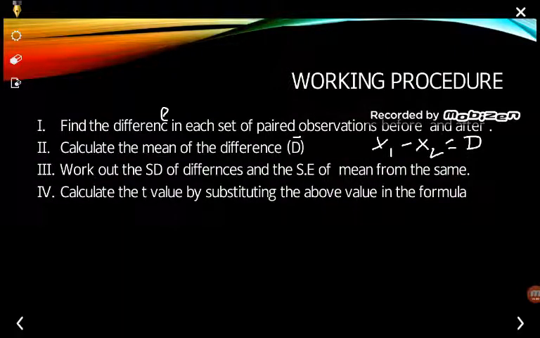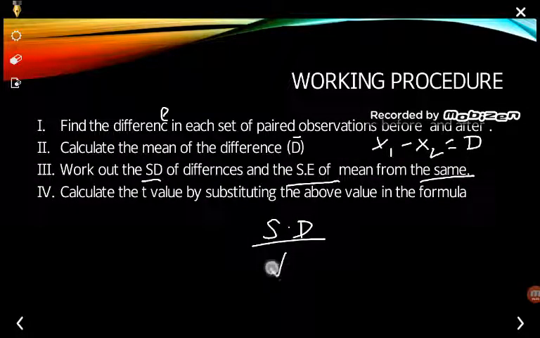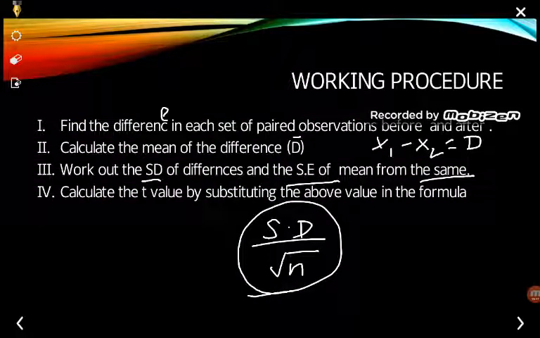Next, we have to calculate the mean of differences, that is, we have to find the deviations. Next, we have to work out the standard deviation of differences and then the standard error of the mean from the same. Or you can say that we apply the formula standard deviation divided by square root of n. So we work out the standard deviation of differences and the standard error of the mean, represented by the formula standard deviation by square root of n.